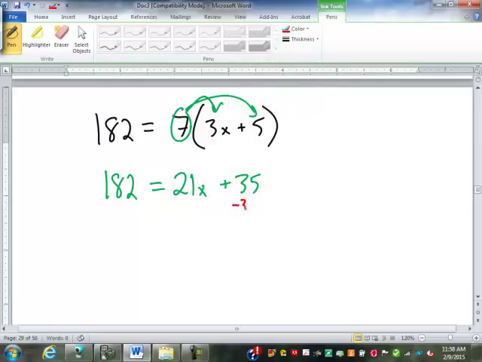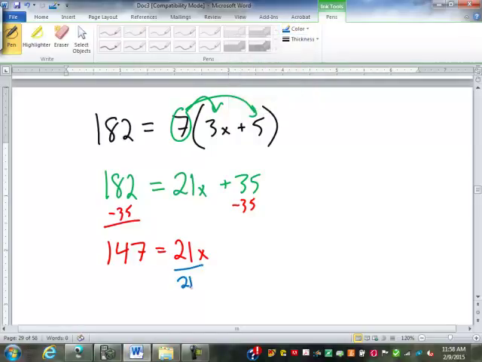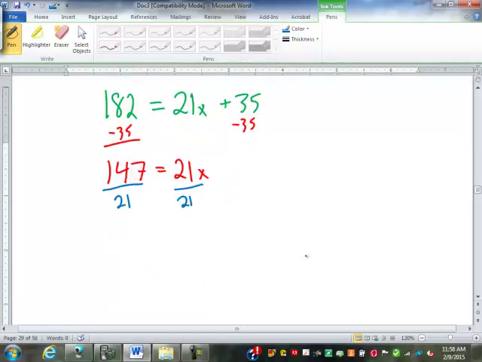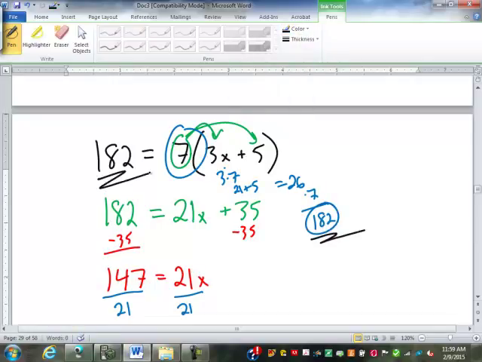So now we will subtract 35. 147 is 21x. And then we will divide by 21. 147 divided by 21 is 7. So 7 equals x, or x equals 7. And of course, as always, you can double check. If I put 7 in here for x, 3 times 7 is 21, plus 5 is 26, times 7 is 182. So we get the same value on both sides.